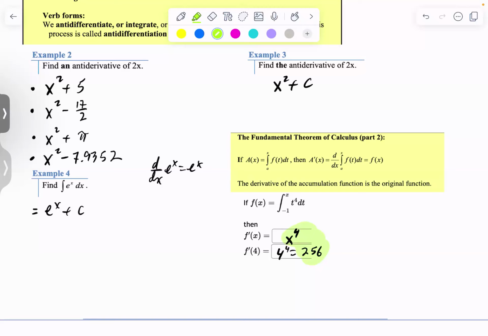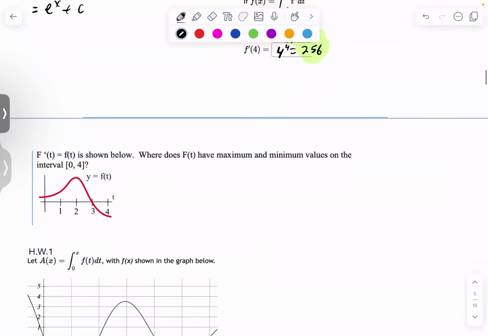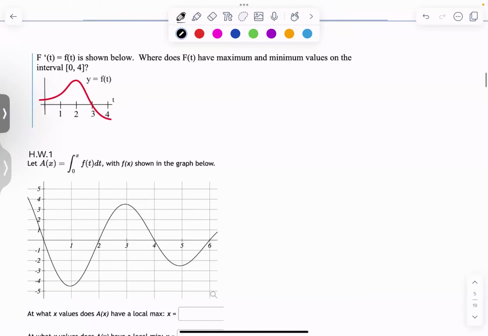All right, and so let's get an idea of what we're talking about when we talk about area under a curve. So here we have the graph of f prime, f of t, shown below. And we want to know whether there are maximum and minimum values. And we're going to start here. Again, we're looking for maximum and minimum positive area.